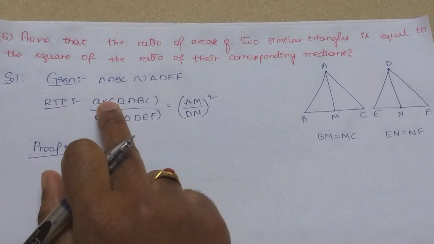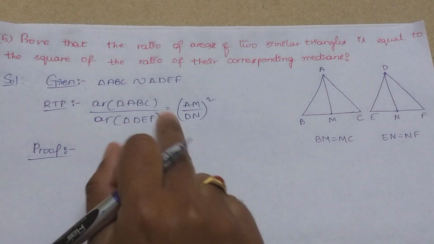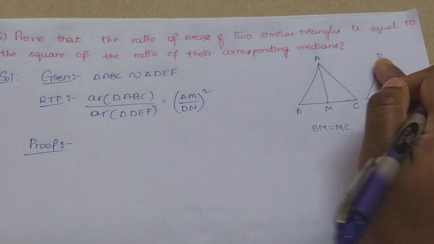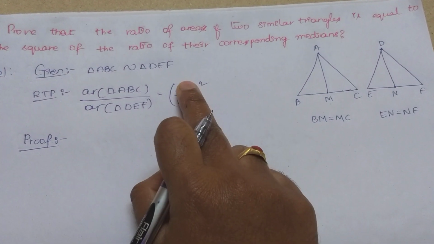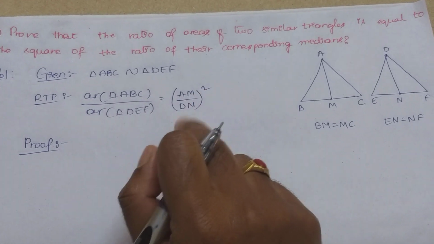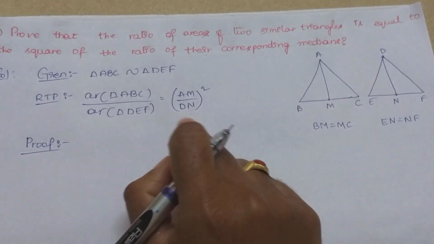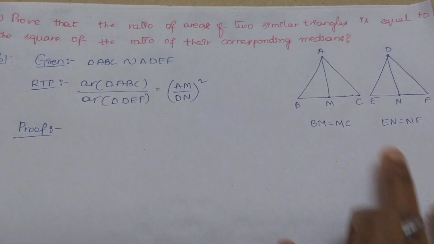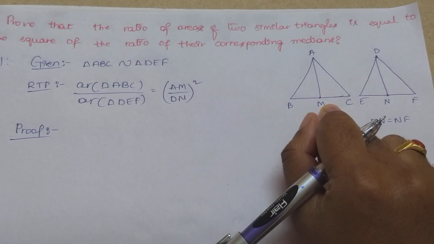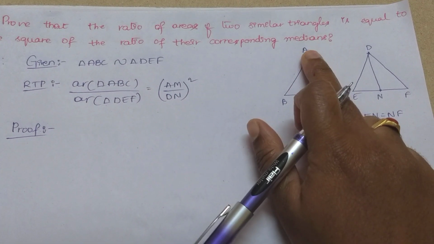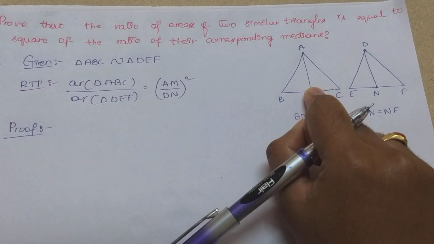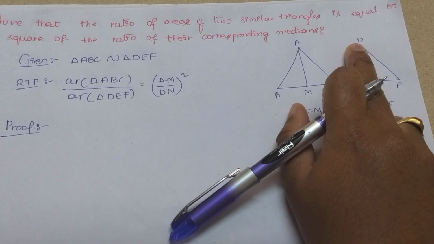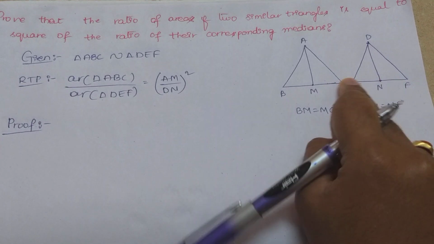Required to prove: area of triangle ABC by area of triangle DEF equals, here the medians are AM and DN, the square of the ratio of their medians. It means (AM by DN) whole square. This we have to prove. So first thing, what is a median? Median means any line drawn from the vertex of a triangle to the midpoint of its opposite side.